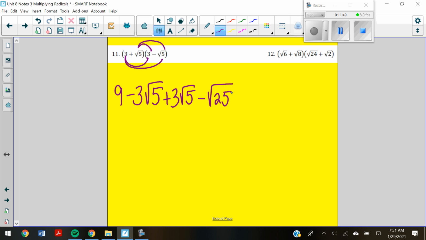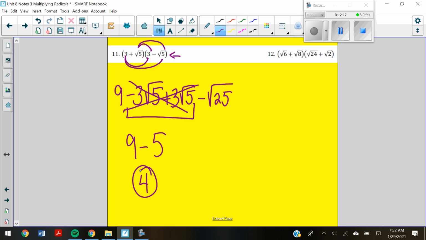If you notice, our middle two terms are opposites, so these are actually going to cancel out. That happens when we have what are called conjugates. So it's two binomials that are the exact same, but one's a plus and one's a minus. So these two are called conjugates. All right, so we have our 9 minus, now square root of 25, that is a perfect square root, so I can put 5. 9 minus 5 gives me a whopping 4.